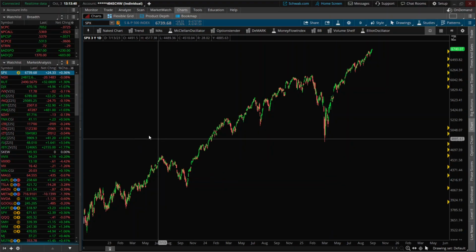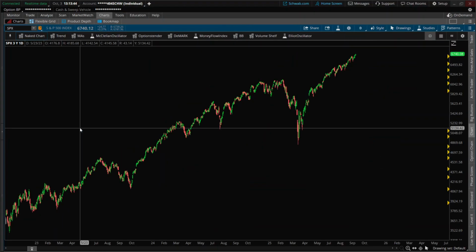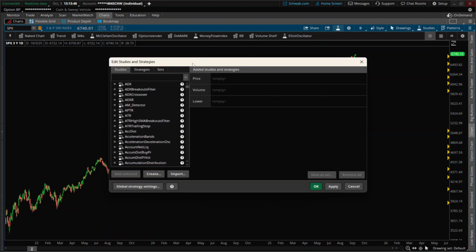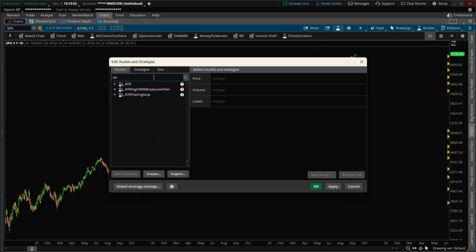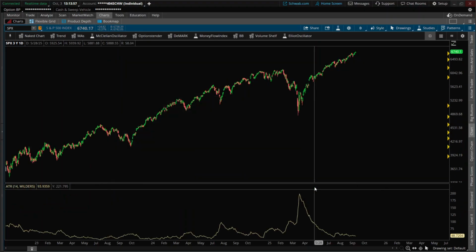So we have SPX on the daily time frame. Let's close this up here. Let's throw on real quick something a little bit different. Go to that little beaker. The ATR, average true range. Throw that on there. And really all I want to show here is that we're at a level of contraction, and we'll be looking for expansion.